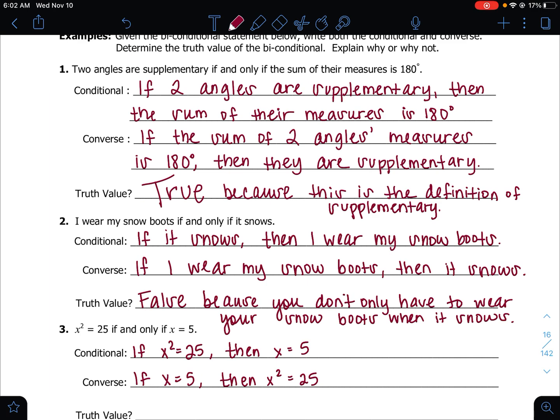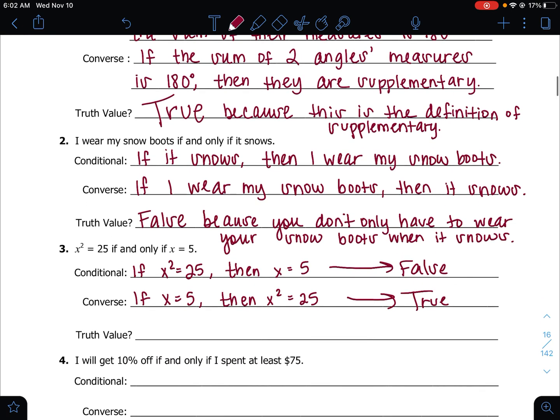Now, I'm going to do this one a little bit differently, sorry. This one is true, but this one is false, which means that the biconditional is false. They both have to be true, remember? So the conditional is false, therefore the biconditional is false, because if x squared equals 25, then x could also equal negative 5, right? Because negative 5 times negative 5, or negative 5 squared, equals positive 25.